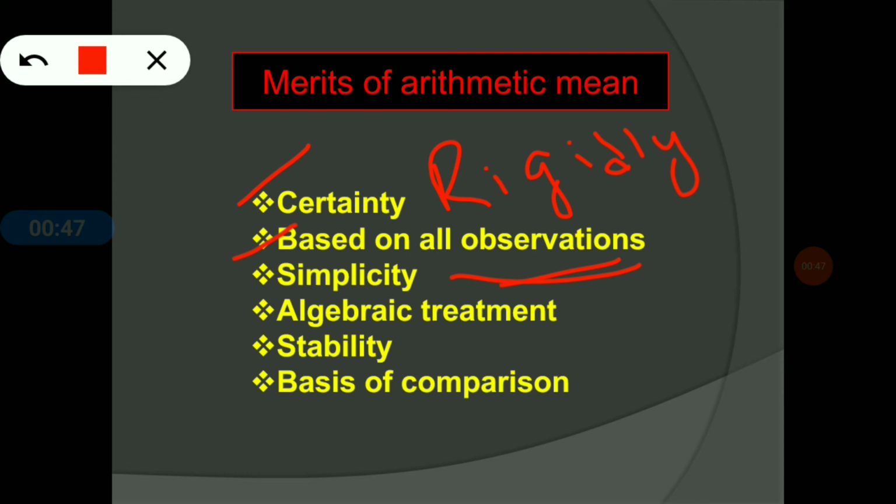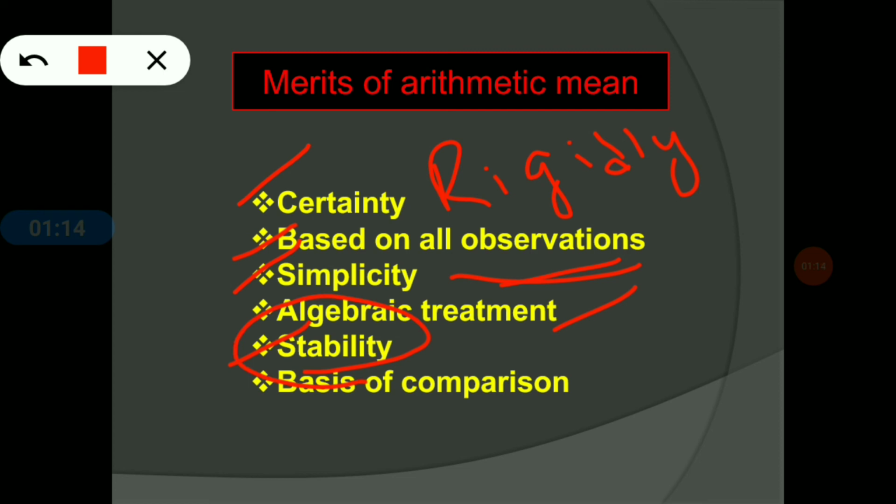Now going to the third one, that is simplicity. Obviously arithmetic mean is easy to calculate and easy to understand. Now going to the fourth one, that is algebraic treatment. Arithmetic mean is capable of being treated mathematically, hence it is widely used in statistical analysis. Fifth merit of arithmetic mean is stability.